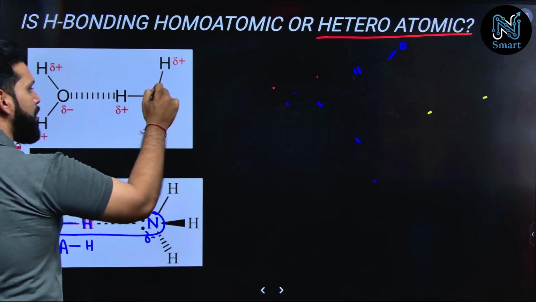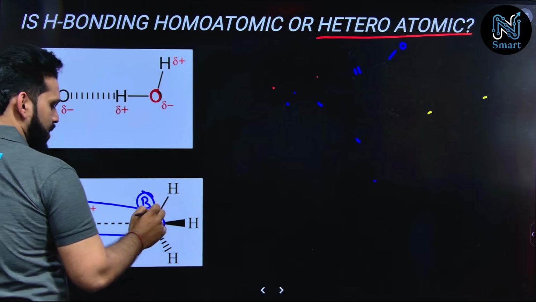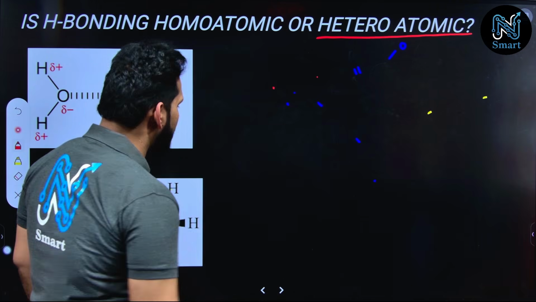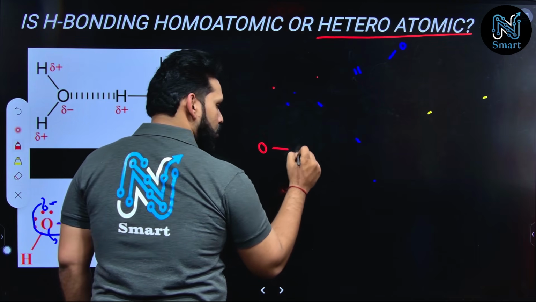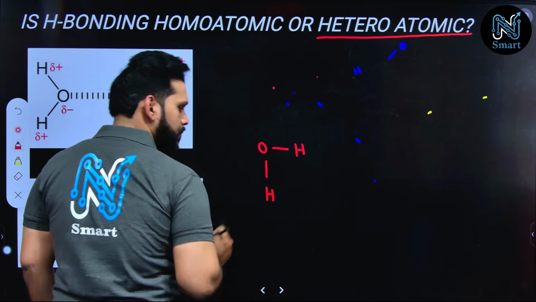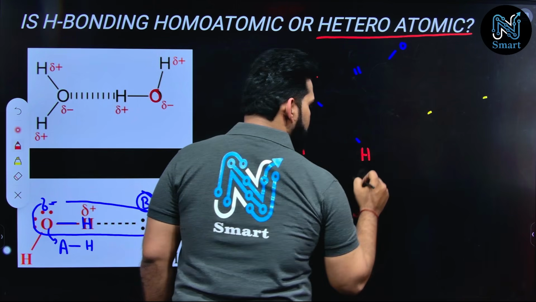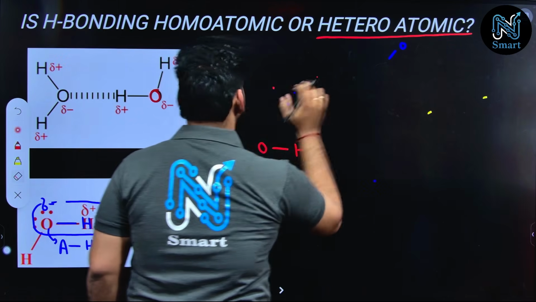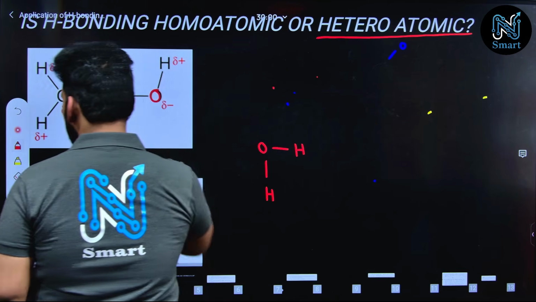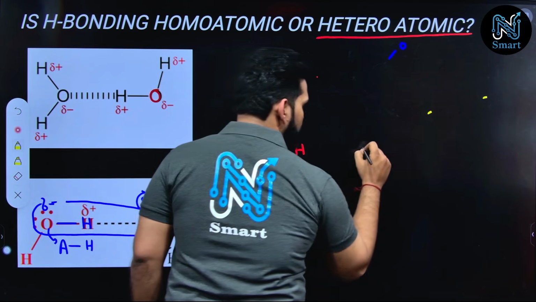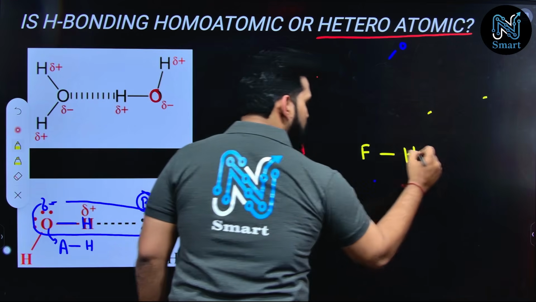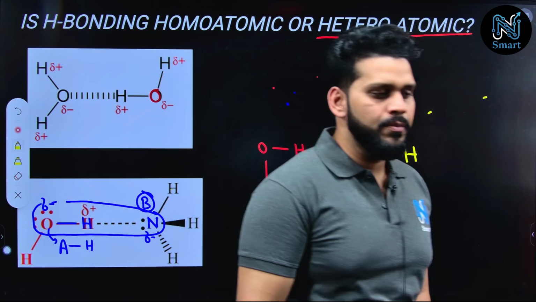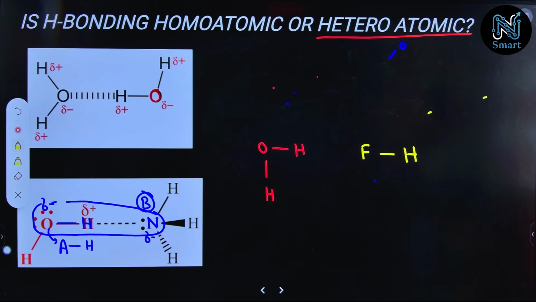I have made a question with oxygen. I have made a question with nitrogen. Who is left? Fluorine, right? So we are going to make one question with fluorine. Let's say I'm making water here, H2O, and let's say I'm writing the other molecule as HF. I'll be drawing HF. Will it show hydrogen bonding, guys? Pause the video and try to tell me whether it will show hydrogen bonding or not.